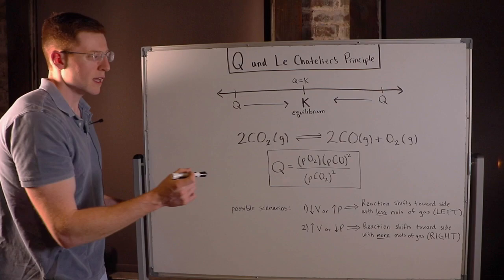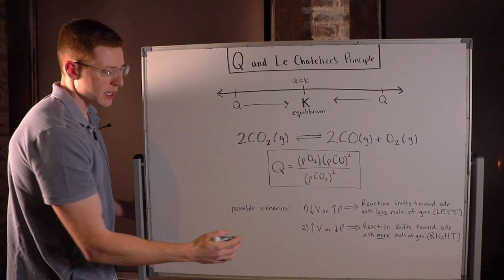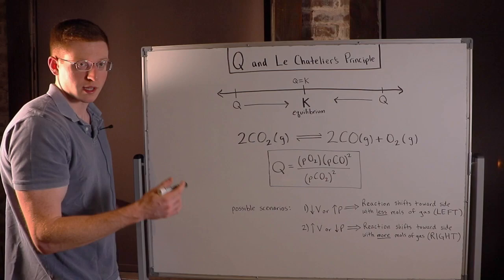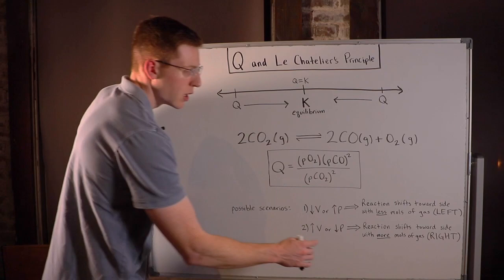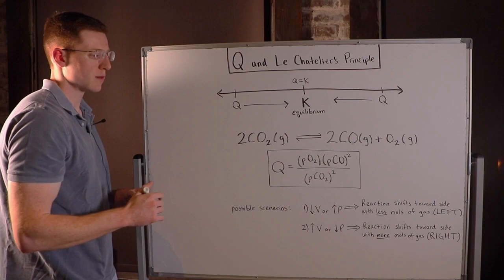What if we did the opposite? What if we increased the volume of the container in which this reaction was occurring, or decreased the pressure in that container? Well, Le Chatelier's principle says the reaction is going to shift towards the side with more moles of gas. We know there are 3 moles of gas over here, 2 moles of gas over here. So in this case, the reaction would shift to the right.